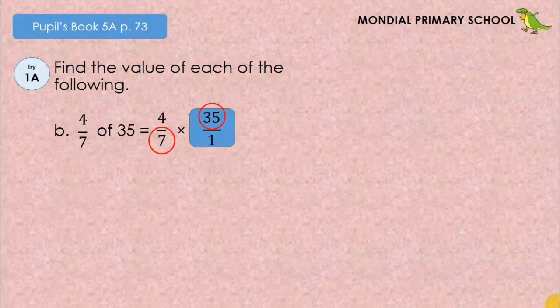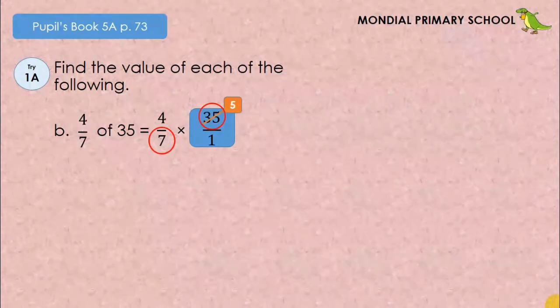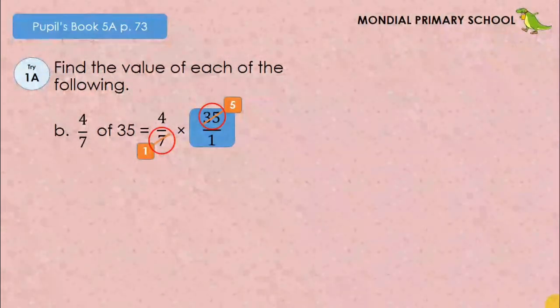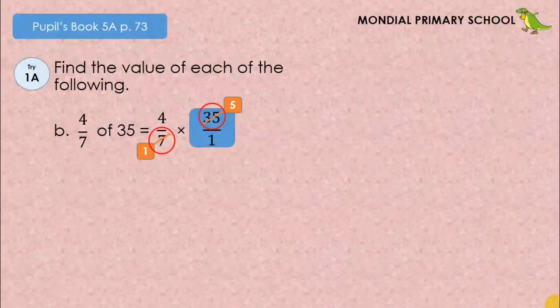Exactly. 35 divided by 7 equals 5. Cross out 35 and write 5. 7 divided by 7 equals 1. Cross out 7 and write 1. Now, what is the next step? Fantastic! Multiply the numerators and then multiply the denominators.